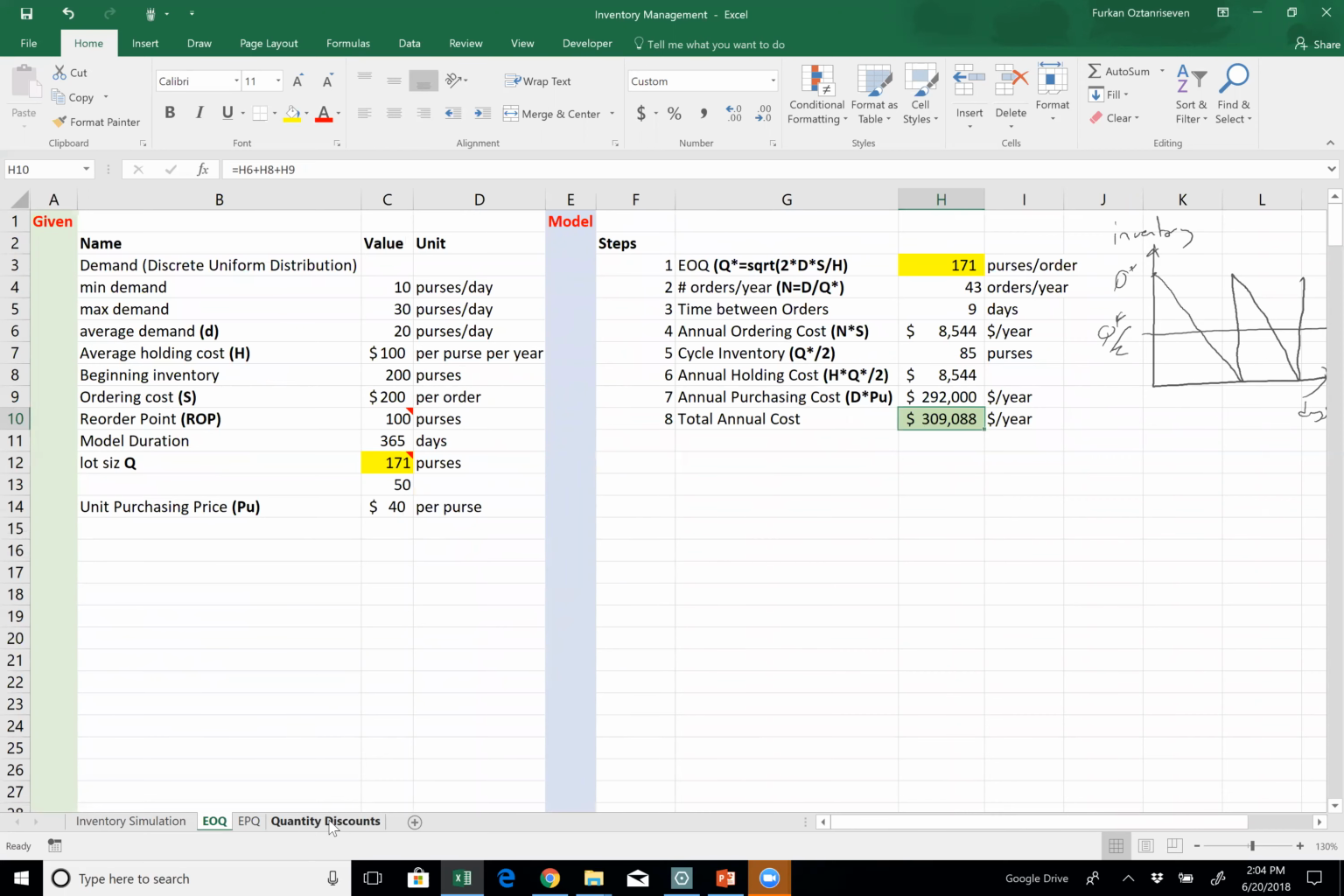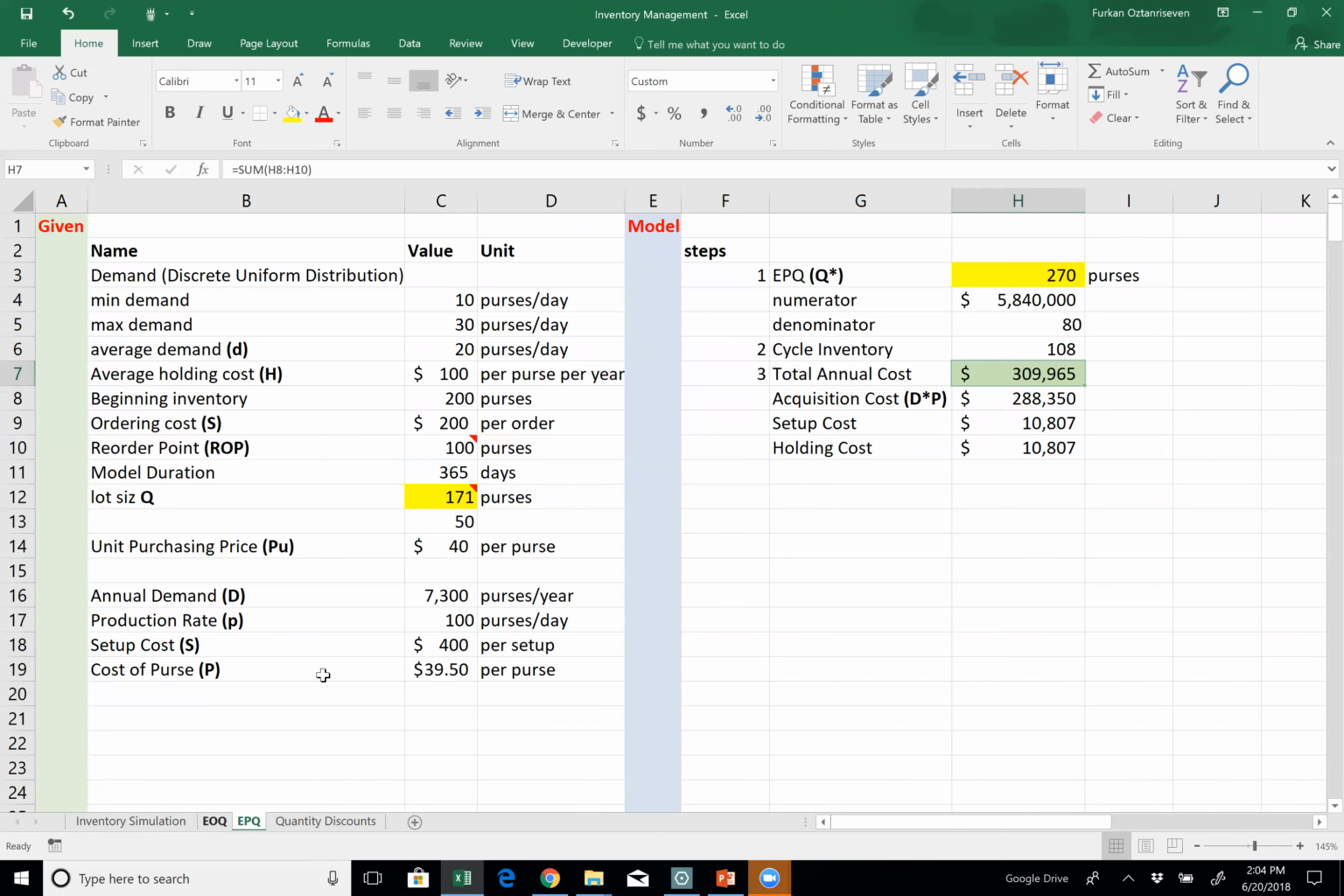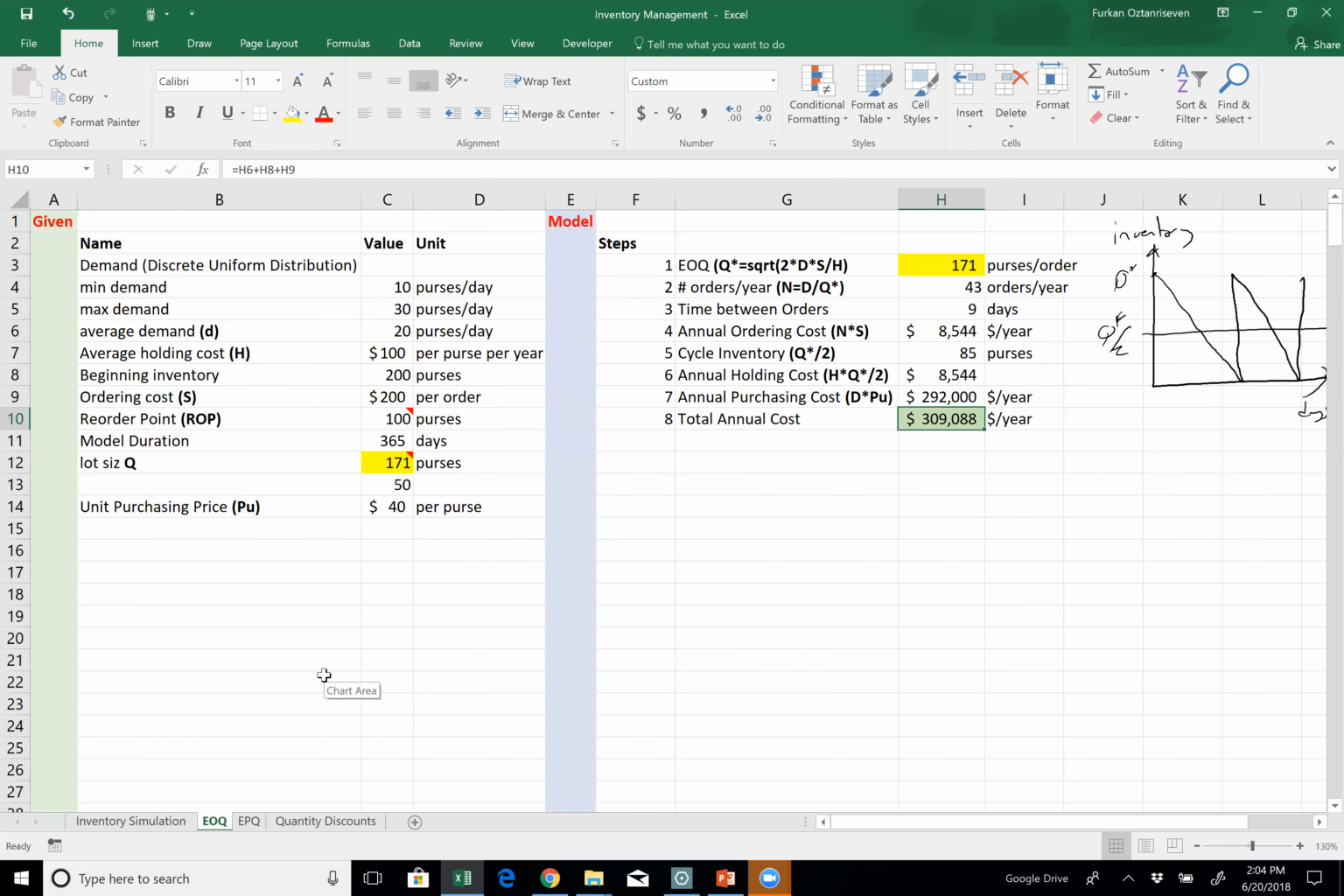And now what I would like to do is build a model that will be similar to EOQ, but I will have multiple EOQs. The reason is that in real life, if you order larger quantities, let's say more than 500 or more than 2,500 or 5,000, you may get better deals. So let's consider that effect.